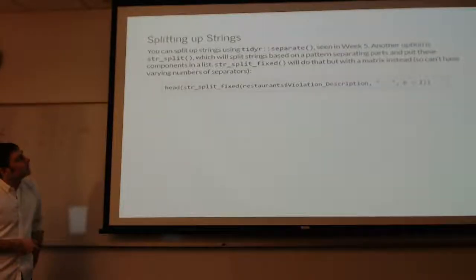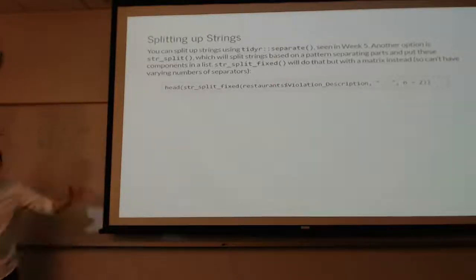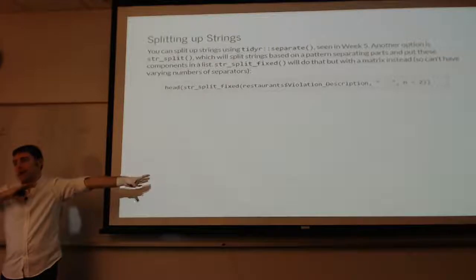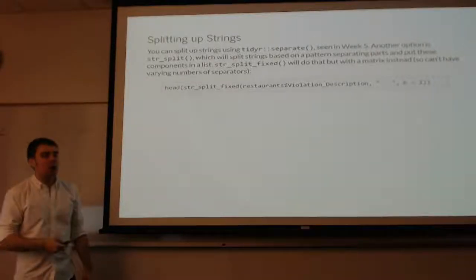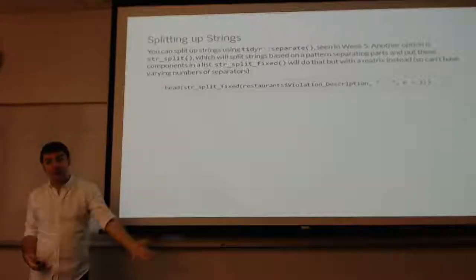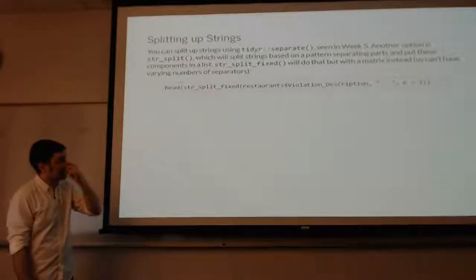How does it work? With string split fixed here, I'm going to use the restaurant's violation description. All of these are set up in a way that they have some violation number, space, dash, space, and the text that describes that violation, right? So what I'm going to do is split that up into two columns. One is the number of the violation, and the second column is the actual text describing that violation, because maybe I'm more interested in the text, I don't care about the number to begin with.